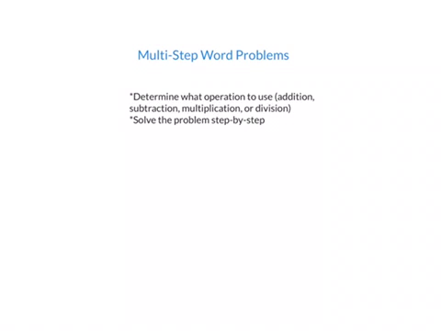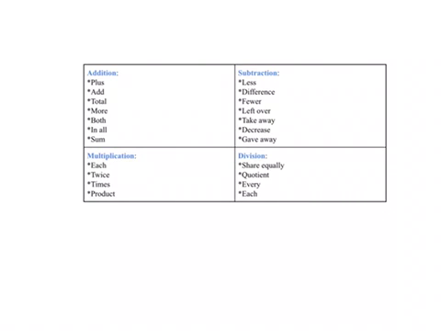So I want you to take a minute, you can press pause if you need to, and write down different words that would tell you if you're going to use addition, subtraction, multiplication, or division. Go ahead and do that now. Here's a chart that I made of just a few operation clue words. These are not all of them.